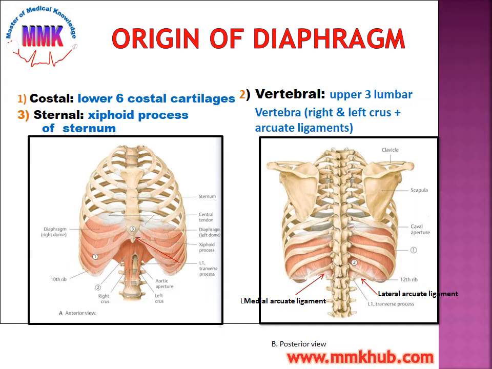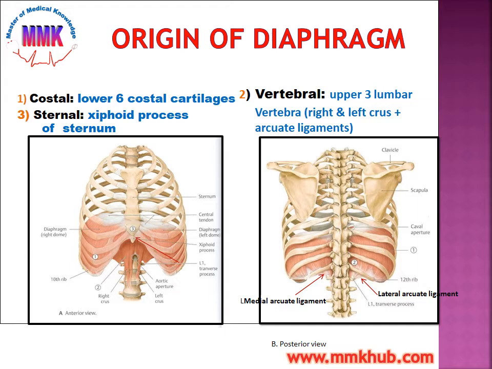Origin of the diaphragm. The diaphragm arises from the costal cartilage, from the vertebral bodies and from the sternal surface. The lower 6 costal cartilages are the point of origin. On the vertebral bodies, the upper 3 lumbar vertebrae, the right and left crura of the diaphragm and arcuate ligaments are attached. On the sternal side, the xiphoid process of the sternum is the point of origin.